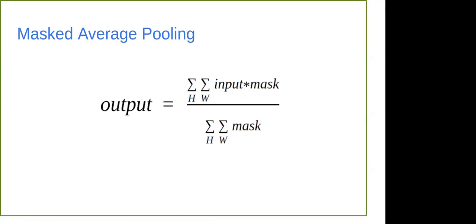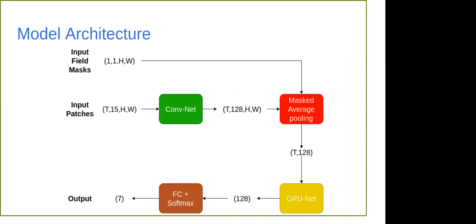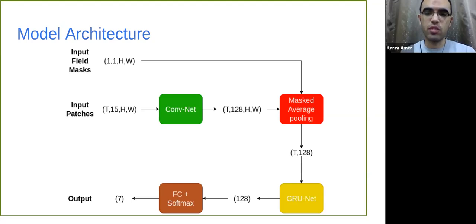Okay, that's right. So back to the previous slide, the architecture again. The first one, the input field masks, is one by one by H by W. The other input was T by 128 by H by W. So I just repeated it. The mask is universal to the spectral bands and the time steps, so I just repeated it multiple times in order to apply it on all time steps and all the 128 features.